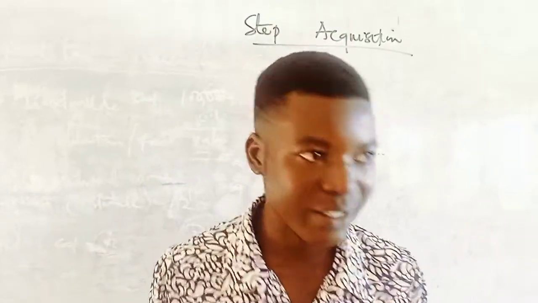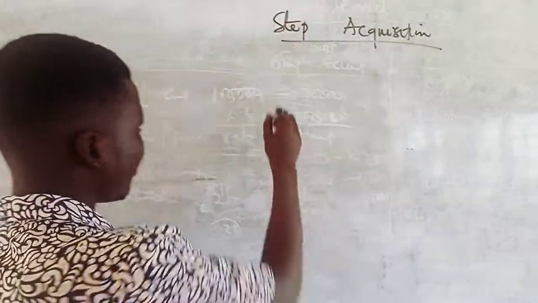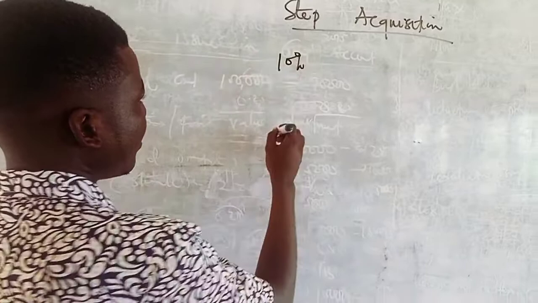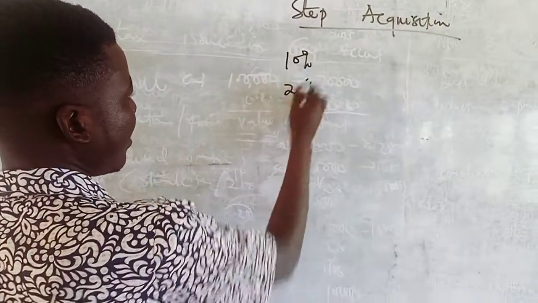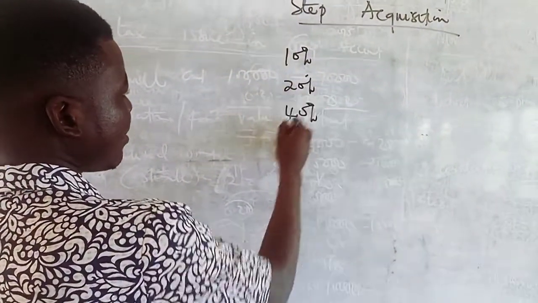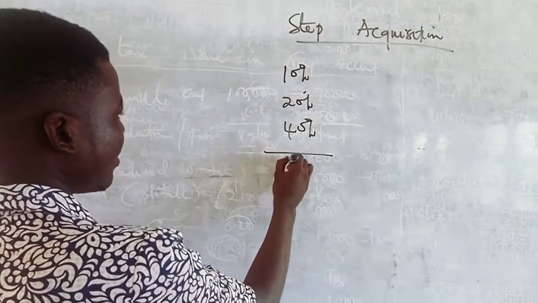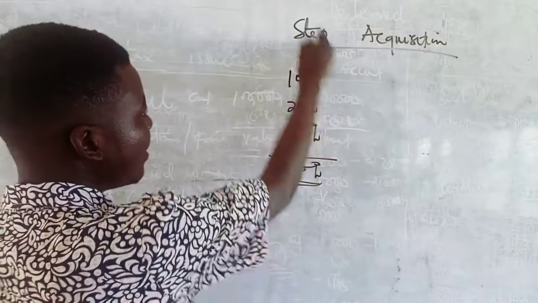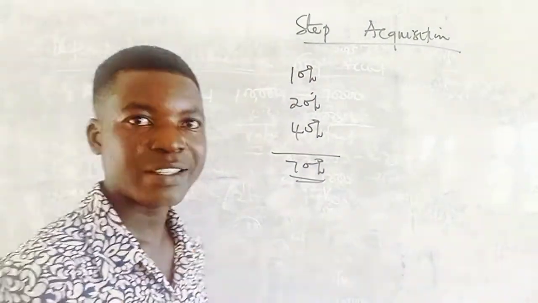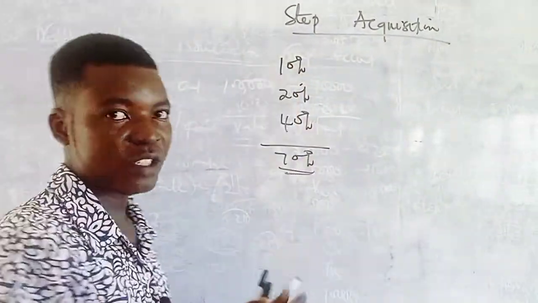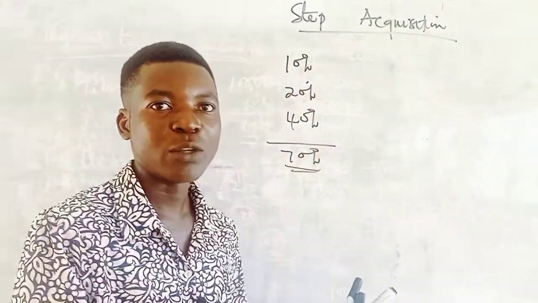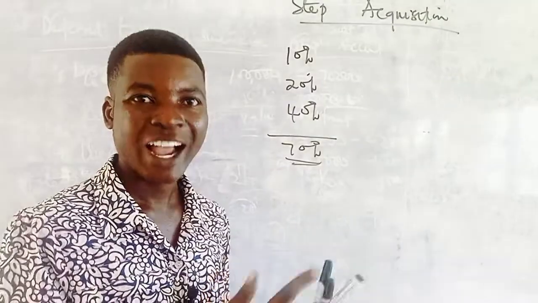What do I mean by stages? The parent can buy first 10%, next 20%, and the parent will come and buy 60%, making a total of 70%. This will be done on different dates. So this is what we call acquisition or control being gained in steps, which we call step acquisition.